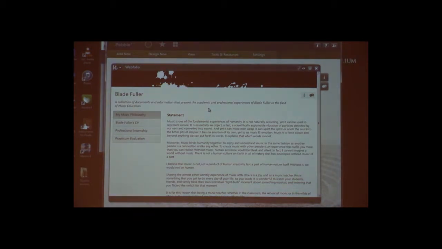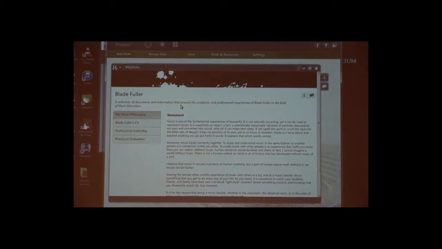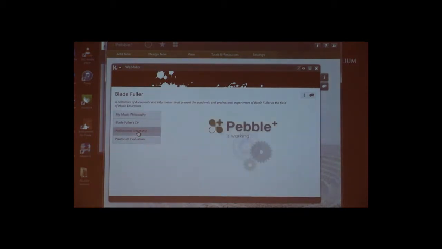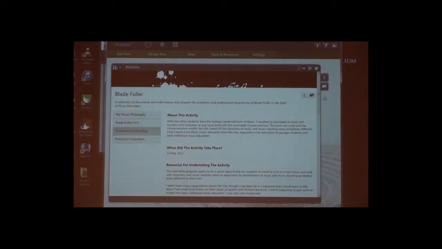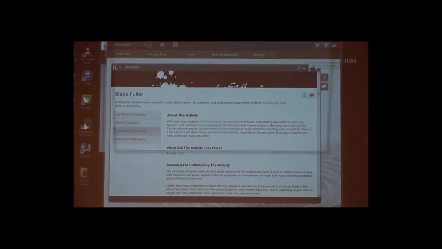So it presents you as the person, and I've included my CV there. But I've also included my statement of what is sort of my current philosophy of music, and then you can just continually add new documents, such as this one, which is a presentation of a professional internship that I did last year, where I travelled to a regional conservatorium. And you can just continually add to that, and it shows who you are and your development as a professional in whatever field you're using the webfolio for.